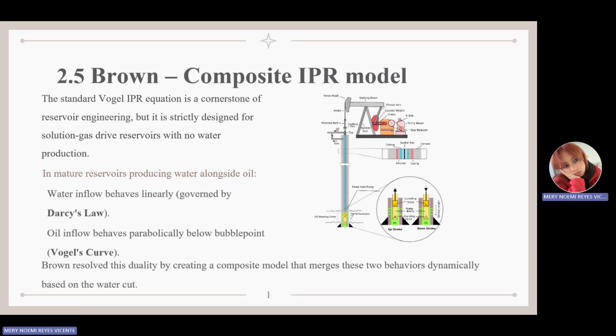I will review Kermit Brown's composite IPR model. The standard Vogel equation is designed strictly for solution gas-drive reservoirs with no water production. However, mature reservoirs produce oil and water simultaneously. Brown resolved this challenge by creating a composite model that dynamically merged both fluid behaviors based on water cut. Water inflow behaves linearly following Darcy's law, while oil inflow behaves parabolically below bubble point, following Vogel's curve.